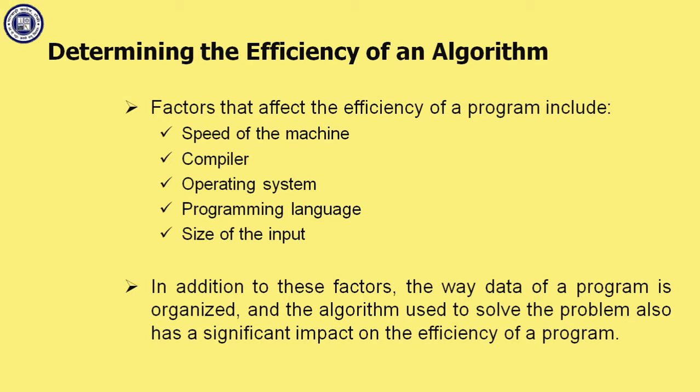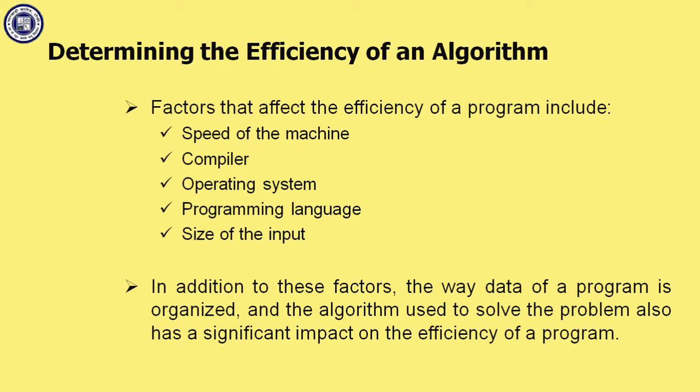So here first we will start with the factors that affect the efficiency of a program. In previous sessions we had already seen that if we need to write a program, we first need to write an algorithm for it, and the algorithm which provides better efficiency should be chosen to write the program. So here are some factors that affect the efficiency of a program.